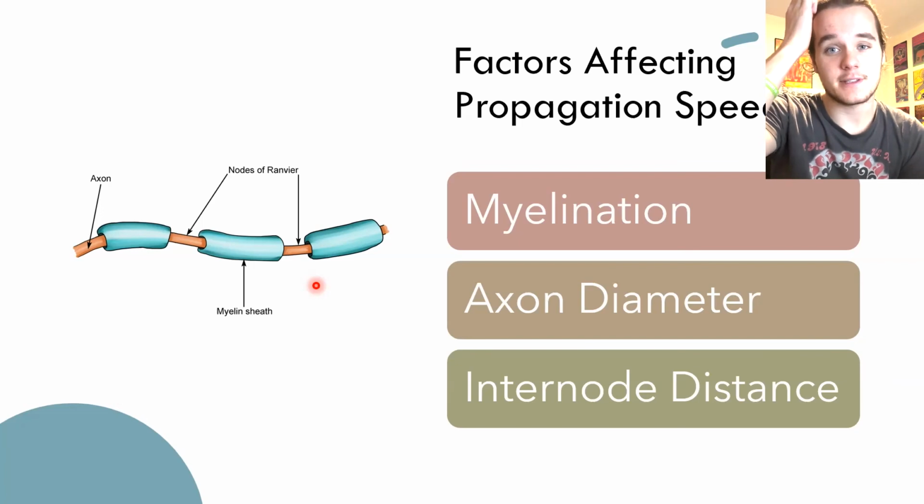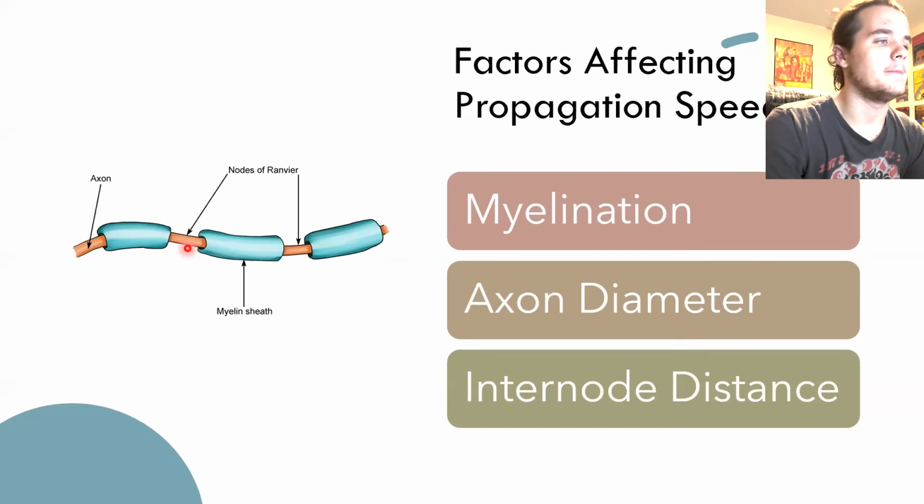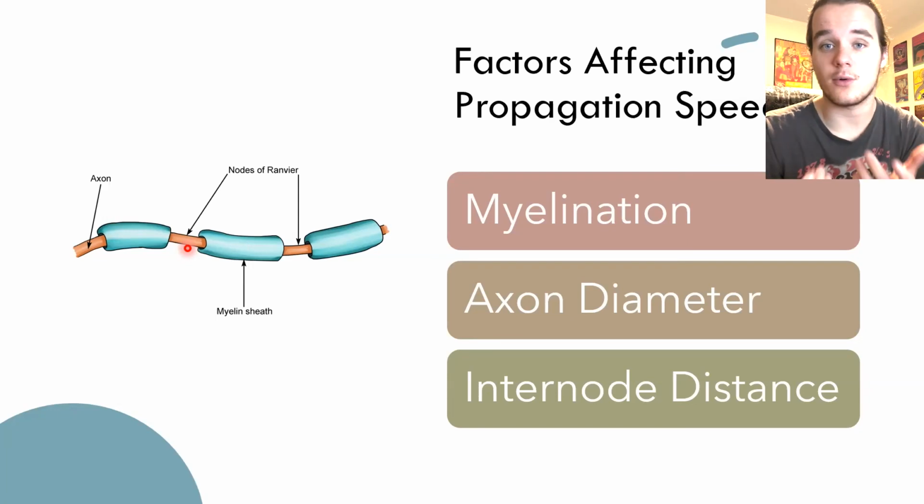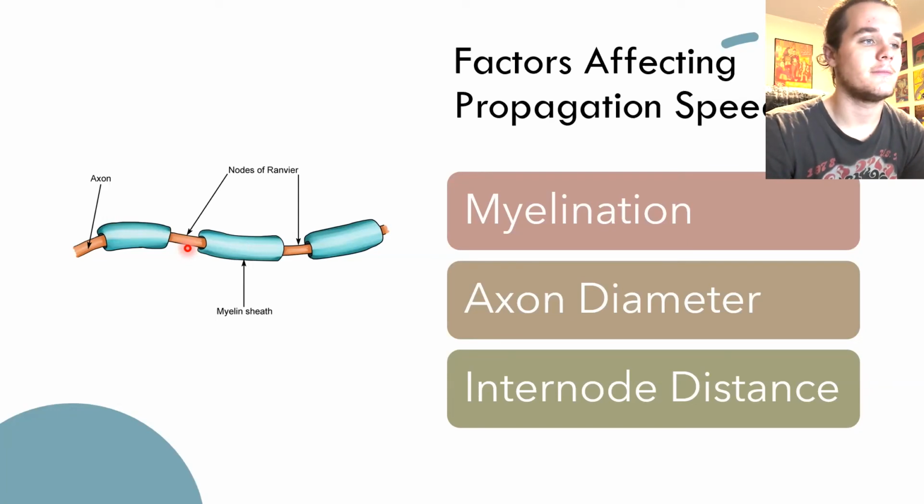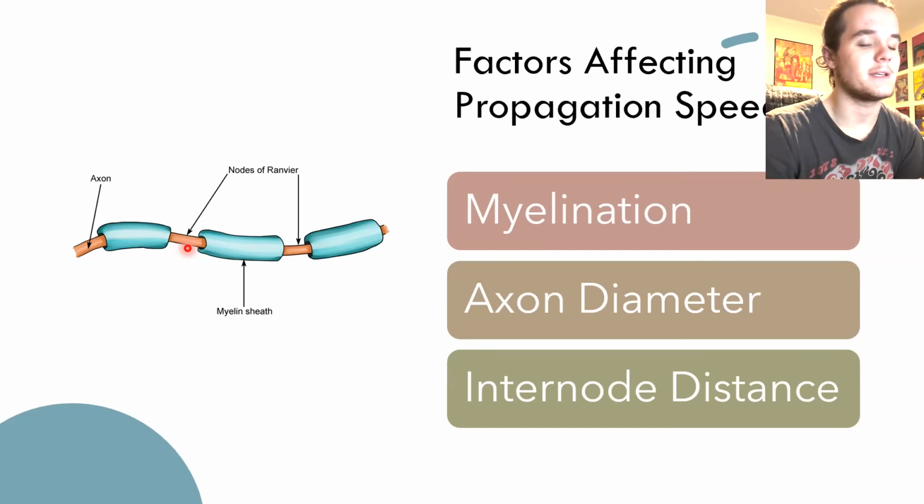Lastly is the internode distance. That is the distance between the nodes of Ranvier, which is where those action potentials are generated, or propagated. If there are fewer nodes between two distances rather than more, the conduction velocity will increase, right, because it has fewer breaks to take before it gets to the next neuron.